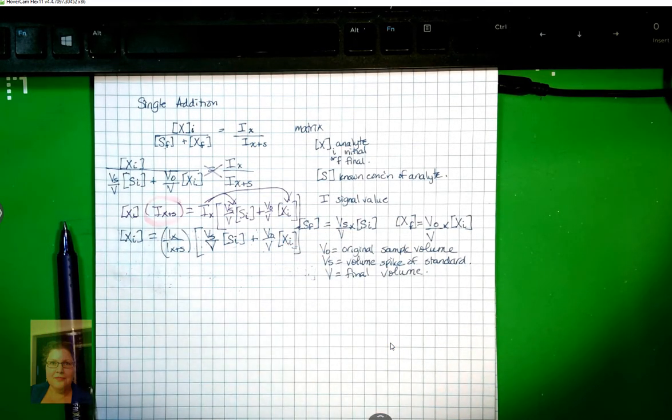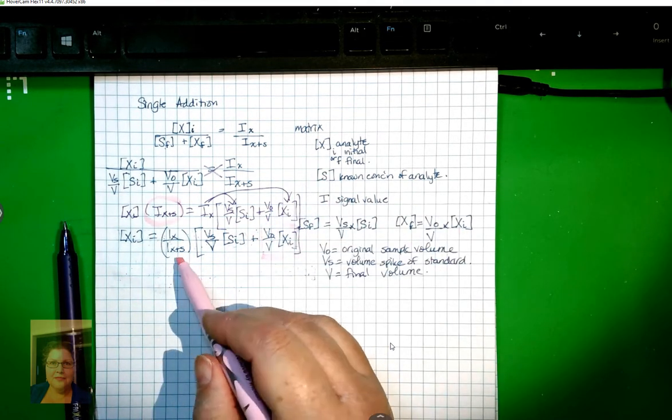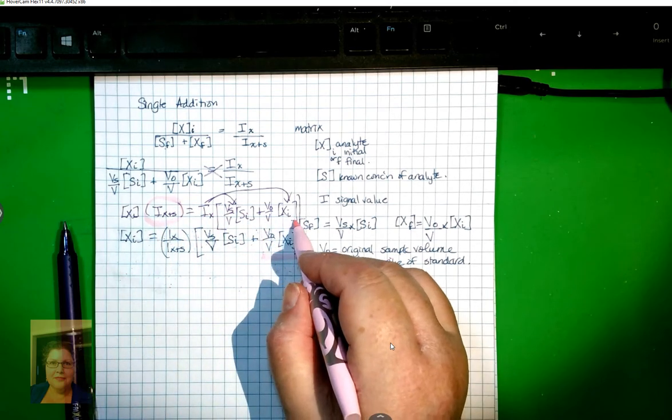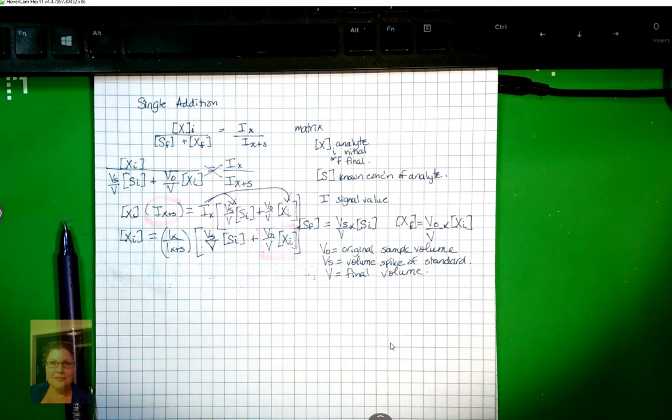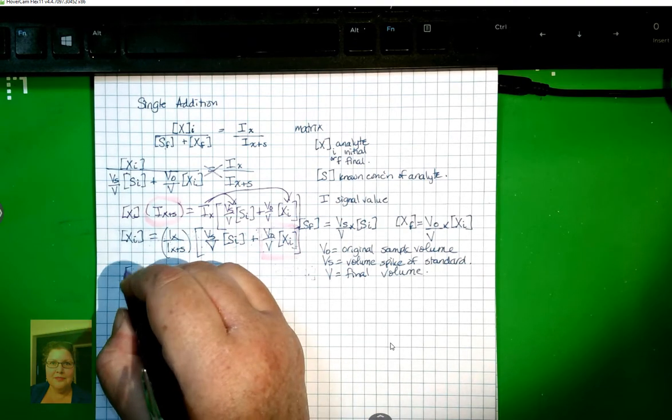Now I know that I need to get my X terms together, which means that I'm going to have to distribute so that I can isolate this term. So let's go ahead and distribute this to all of them.